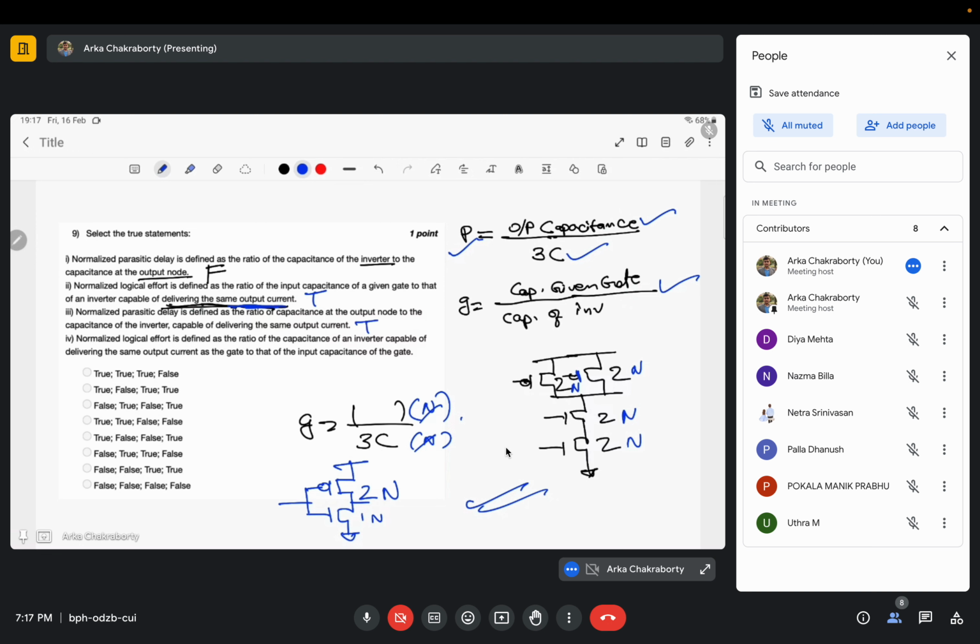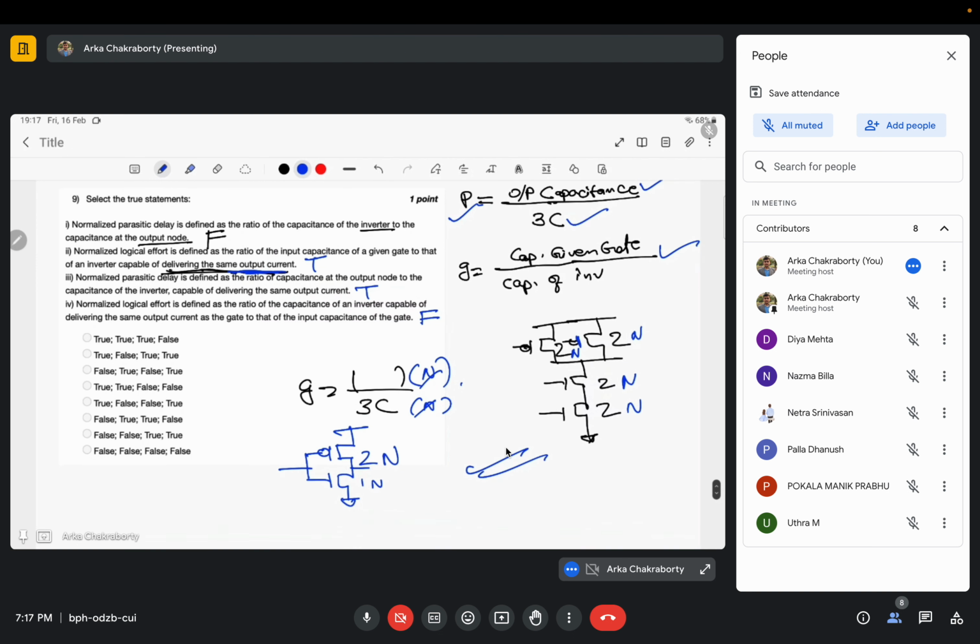Fourth statement is, normalized logical effort is defined as the ratio of capacitance of an inverter capable of delivering the same output current to the input capacitance of the gate. So now the definition given is the reverse of g. So it is not g, it is g inverse, logical effort inverse. So it's wrong. The definition given here is wrong. It's the inverse of what has been stated here. So it's false. So my correct sequence will be false, true, true, false. False, true, true, false. This one.